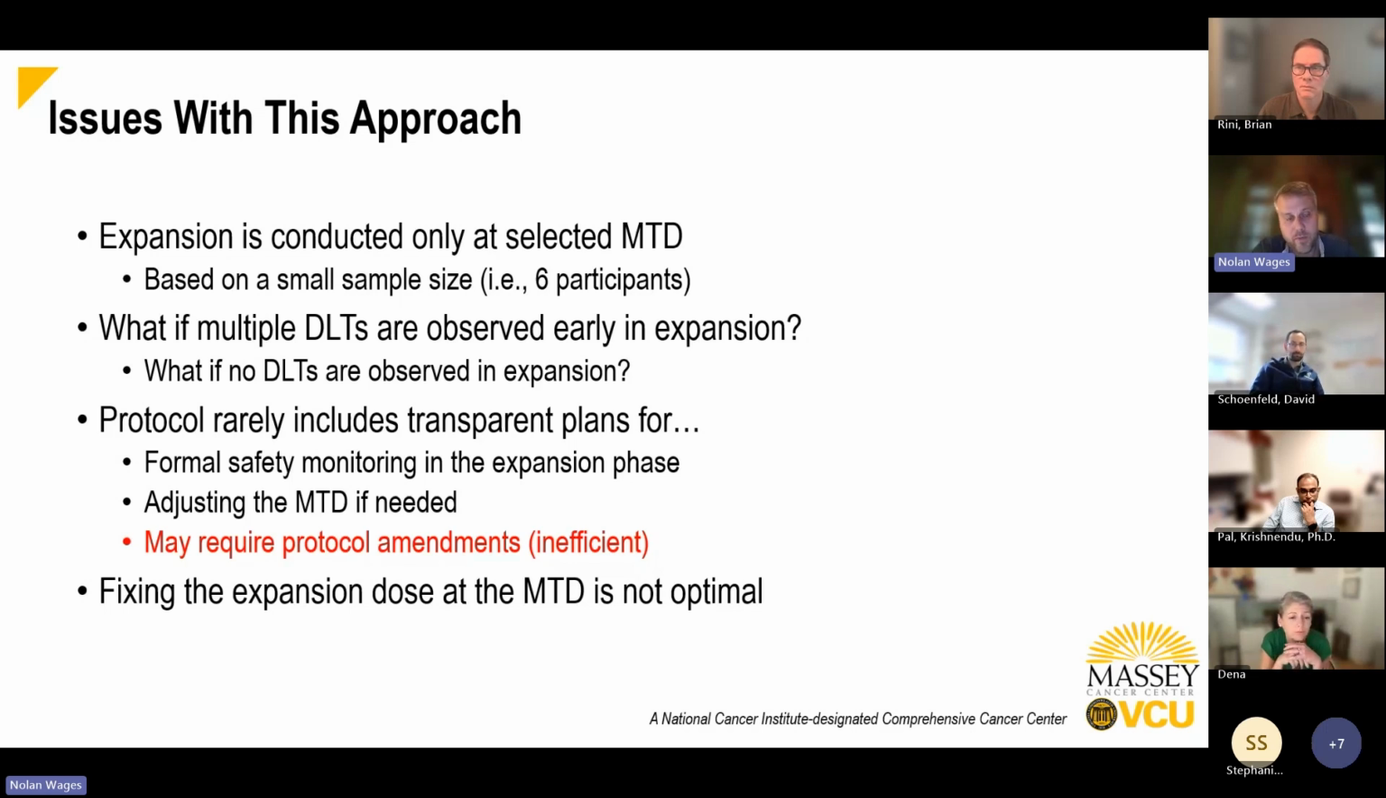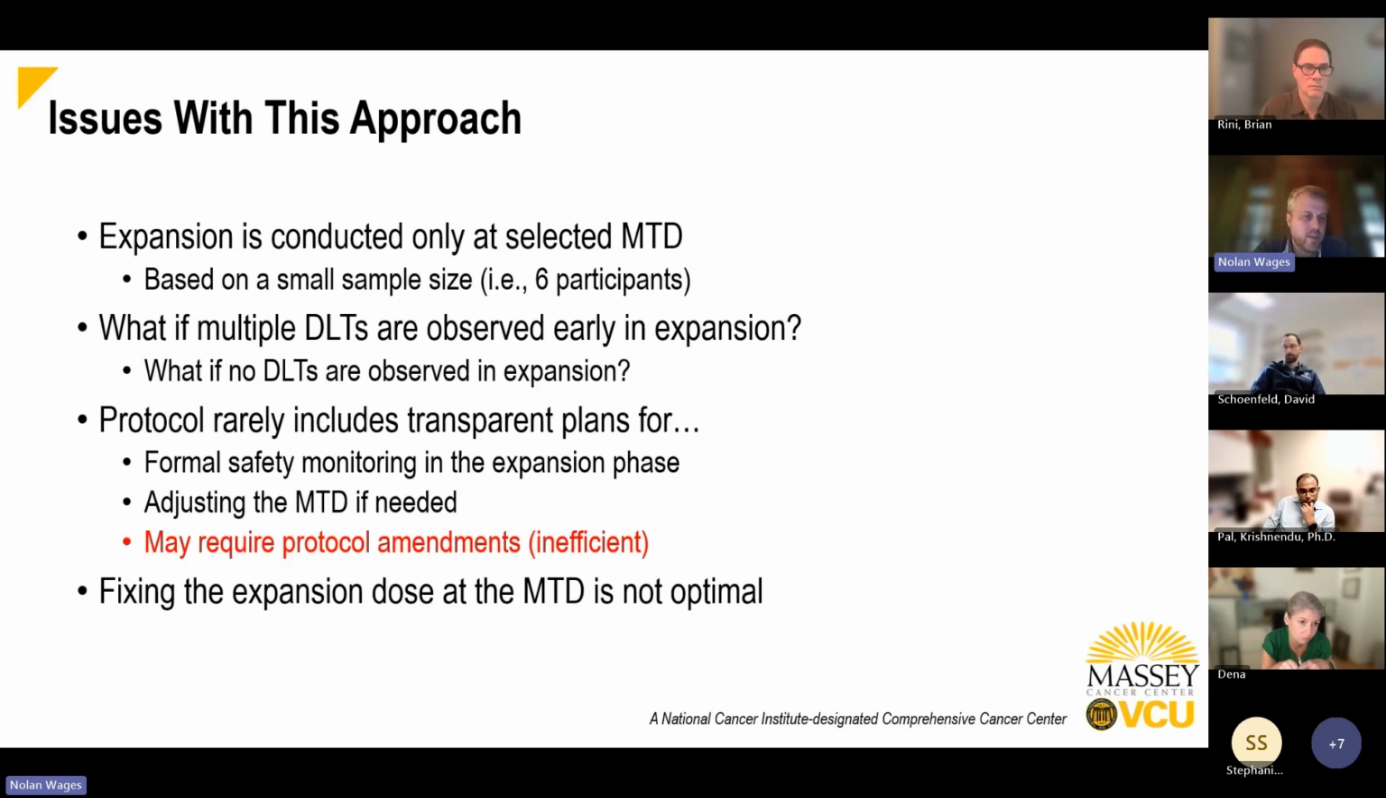But on the other end, what if we observe no DLTs in the expansion cohort? Does it suggest that we found too low of a dose? So if we had 1 out of 6 and then we put 15 more on and no DLTs are observed, we've only observed 1 DLT out of 21 patients, suggesting that we might be at a dose that's too low.